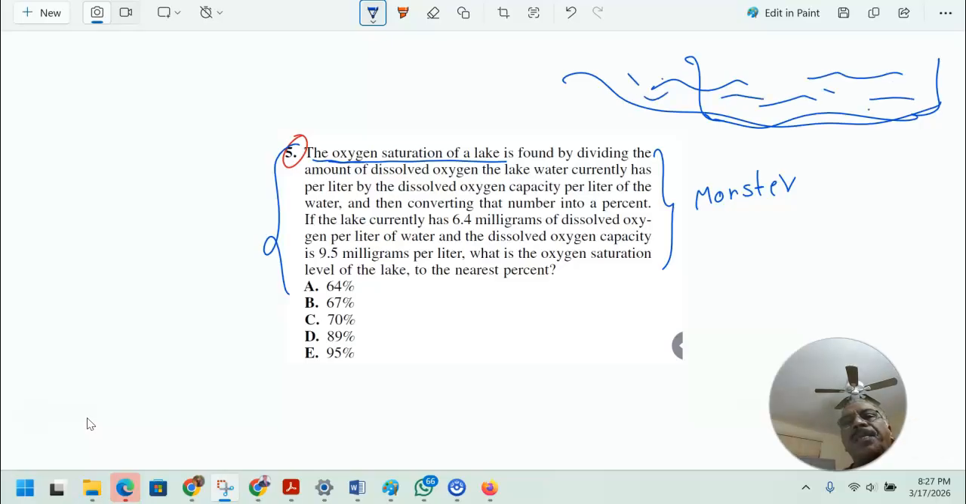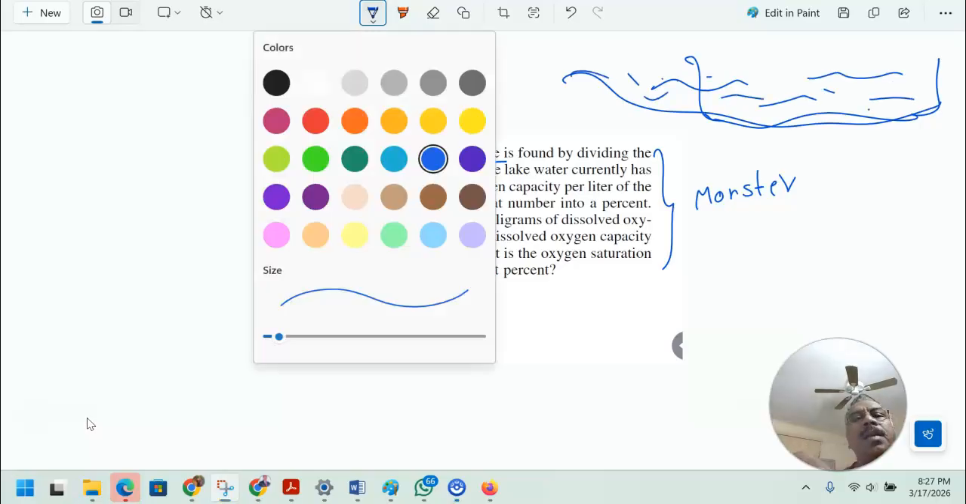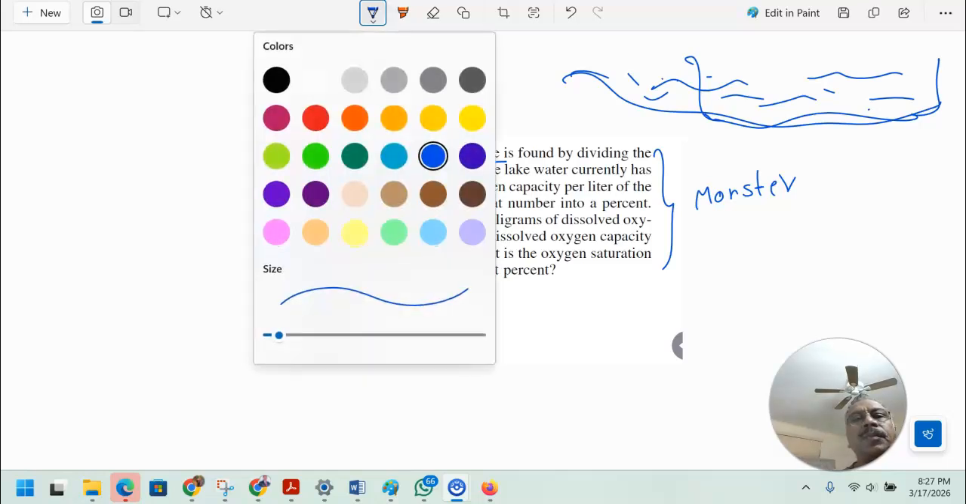Now, in this water, there are two things here. Every 1 liter of water here.